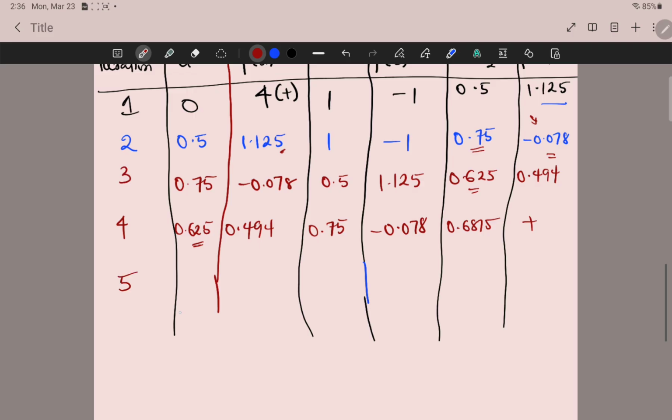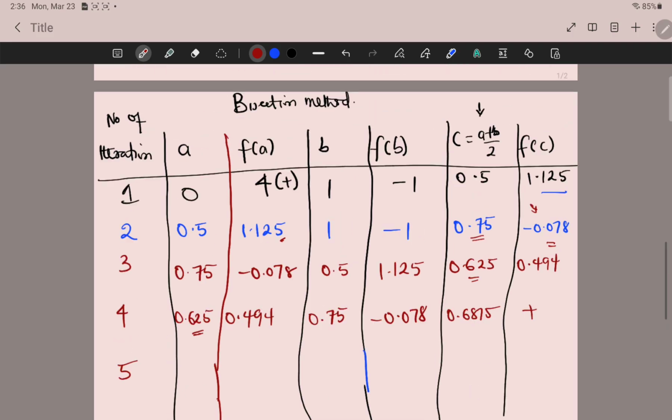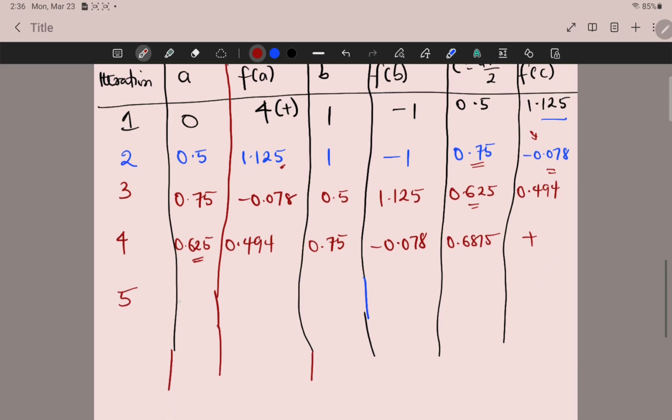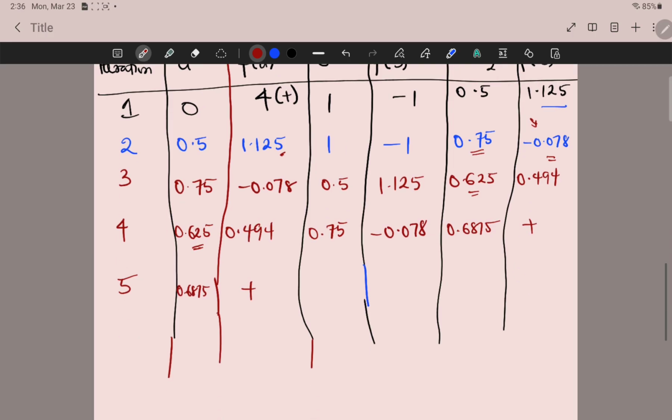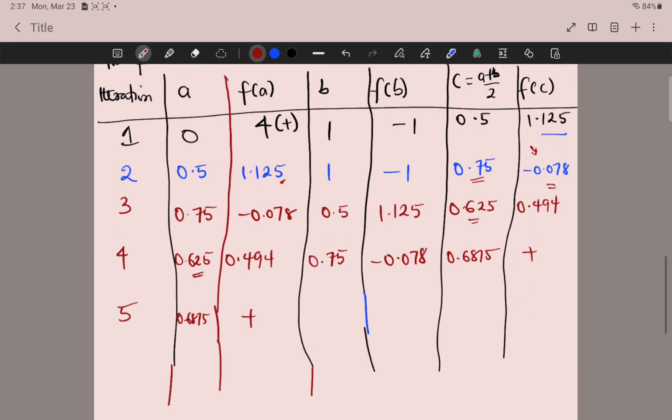So I come here and write number 5. Watch what I'll do at step 5. Now the newborn baby is 0.6875. F of A is a positive figure, so I don't need it. I just need the fact that it is positive or negative. F of B. So who gave me the last negative figure? Who was the last negative figure I have? The last negative figure is this guy, because F of this guy is a negative.